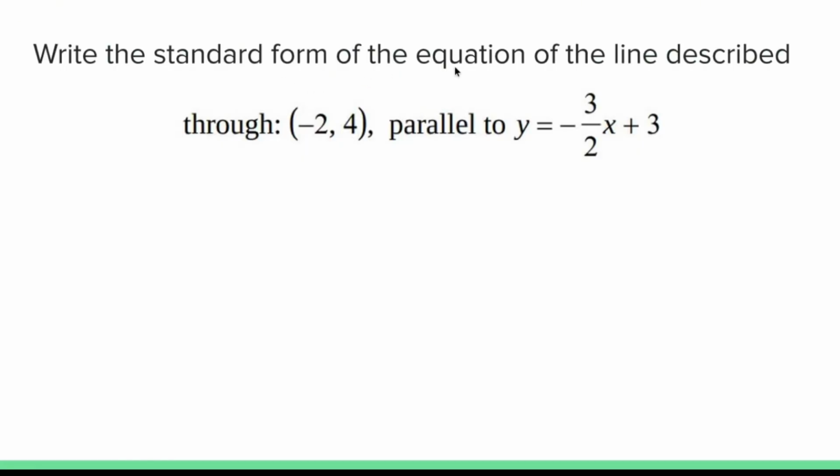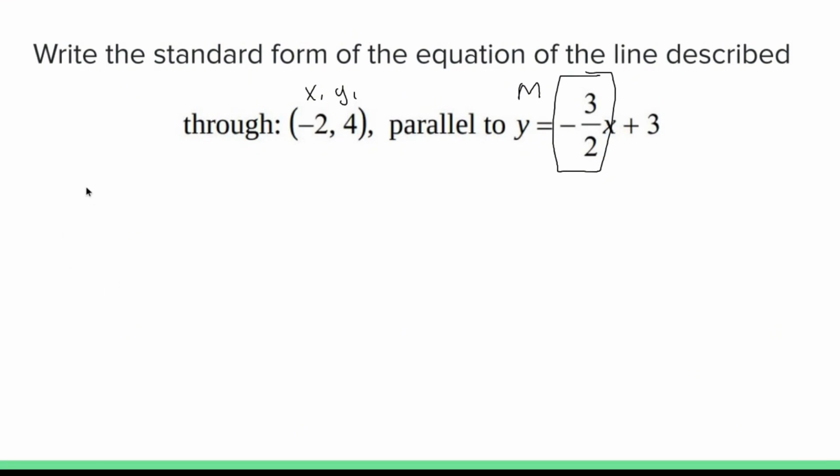Write the standard form of the equation of the line described through (-2, 4) and parallel to y equals -3 over 2x plus 3. So I have information about a point, which I'll label x sub 1, y sub 1, and I can find out that if a line is parallel to that guy, this guy and that guy are going to have the same slope. So why don't we do point slope form and use that to turn that into standard form.